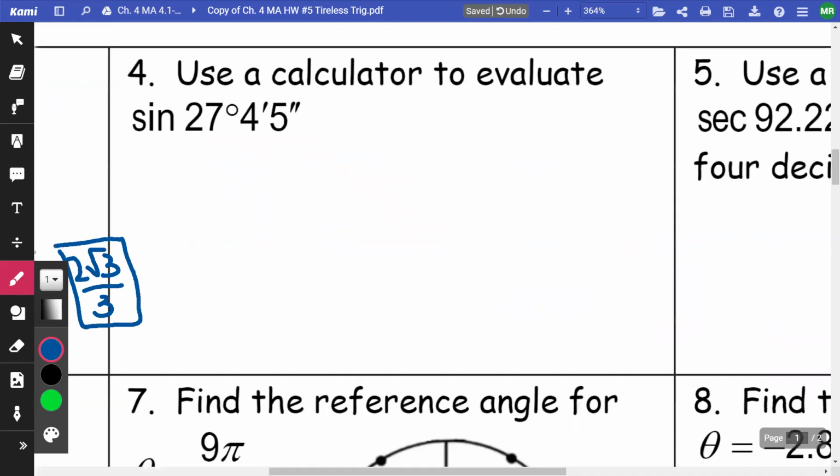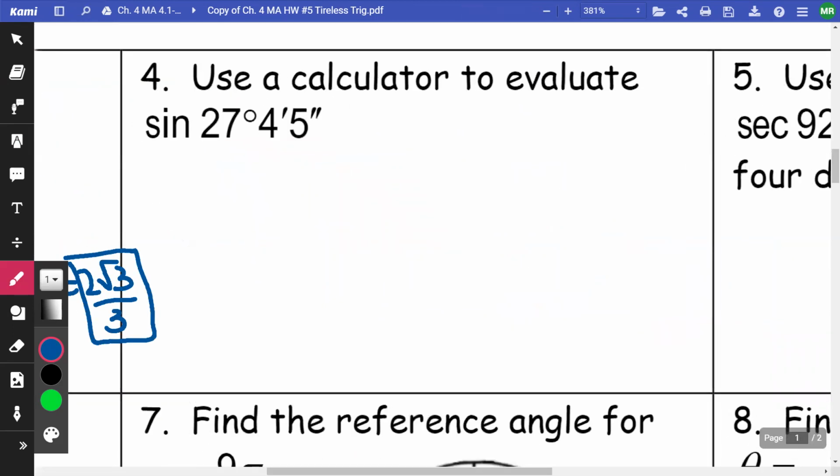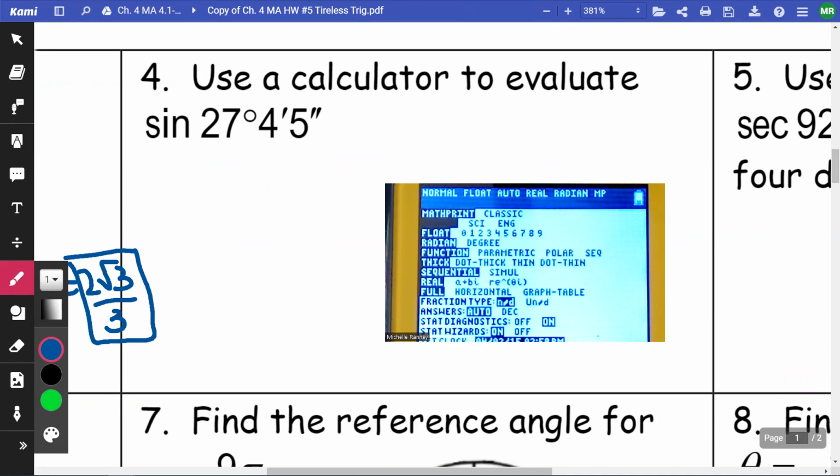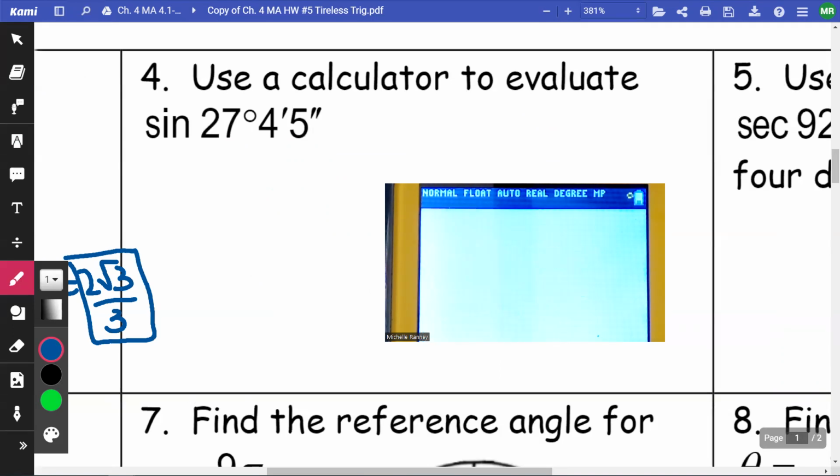On 4, we're going to put this into our calculator. And so let me get my calculator here. And so I want my calculator in degrees. So I'm going to change this to degree. And then I'm going to do sine.